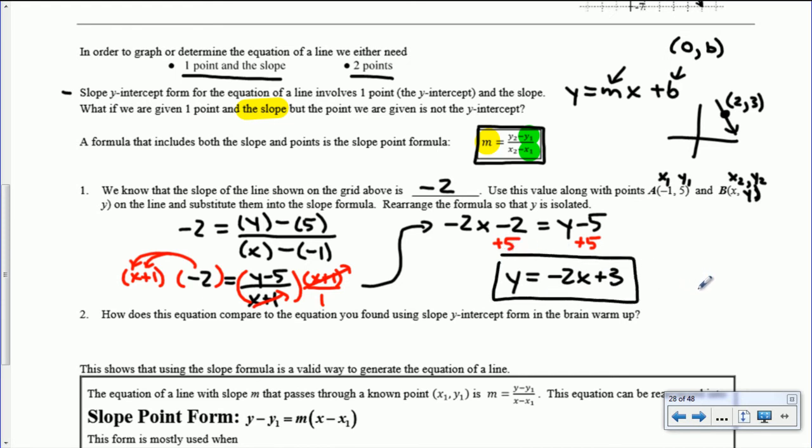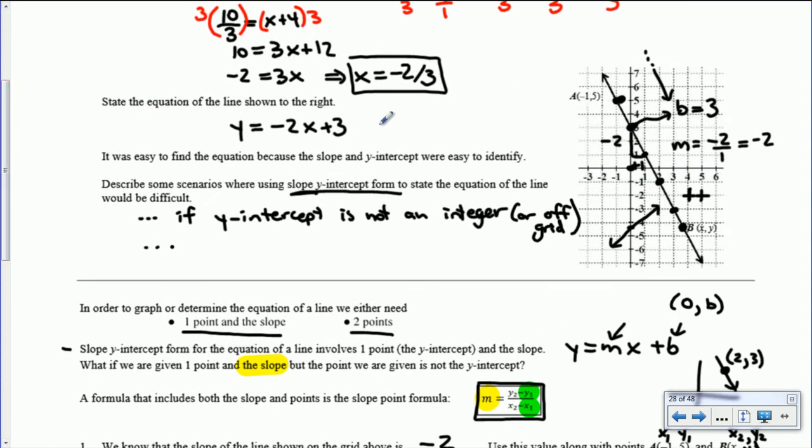So how does it compare to the equation you found using slope y-intercept form in the brain warm-up? Compare this with this one. They're the same. -2x plus 3.